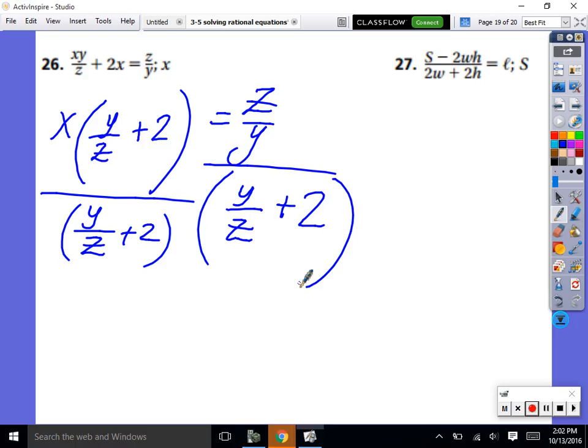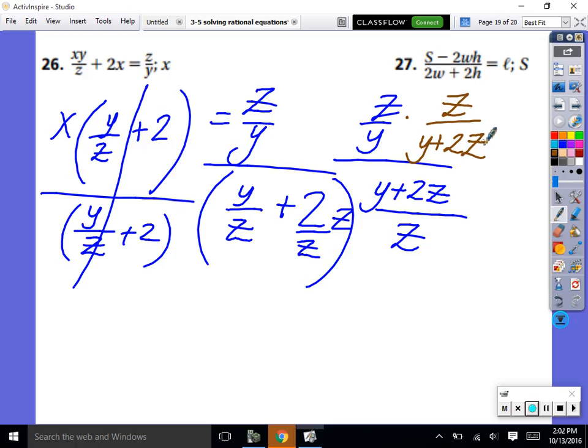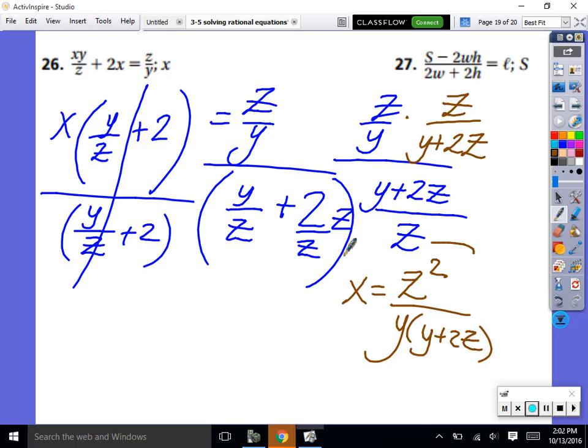Okay, so now you can continue to simplify by getting a common denominator. So we have z over y divided by, our common denominator is z. So we would have y plus 2z over z. Now dividing fractions, easy as pie, flip the second fraction, so z comes on top, and you multiply. So y plus 2z. Now you would say, does anything simplify out? Nope. So we have x is equal to, we multiply straight across, we get a z squared, and on bottom we have y, we don't have to distribute that bottom through, y, and then y plus 2z, as long as we use parentheses.